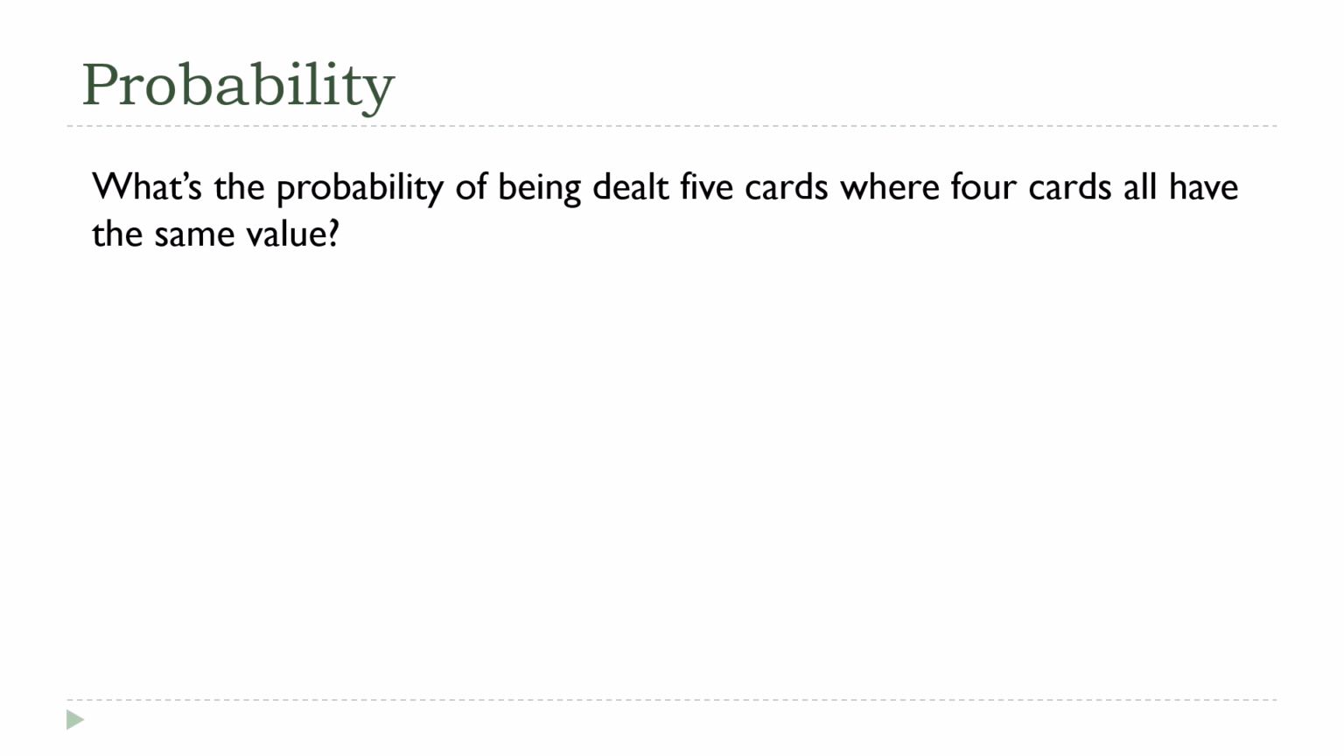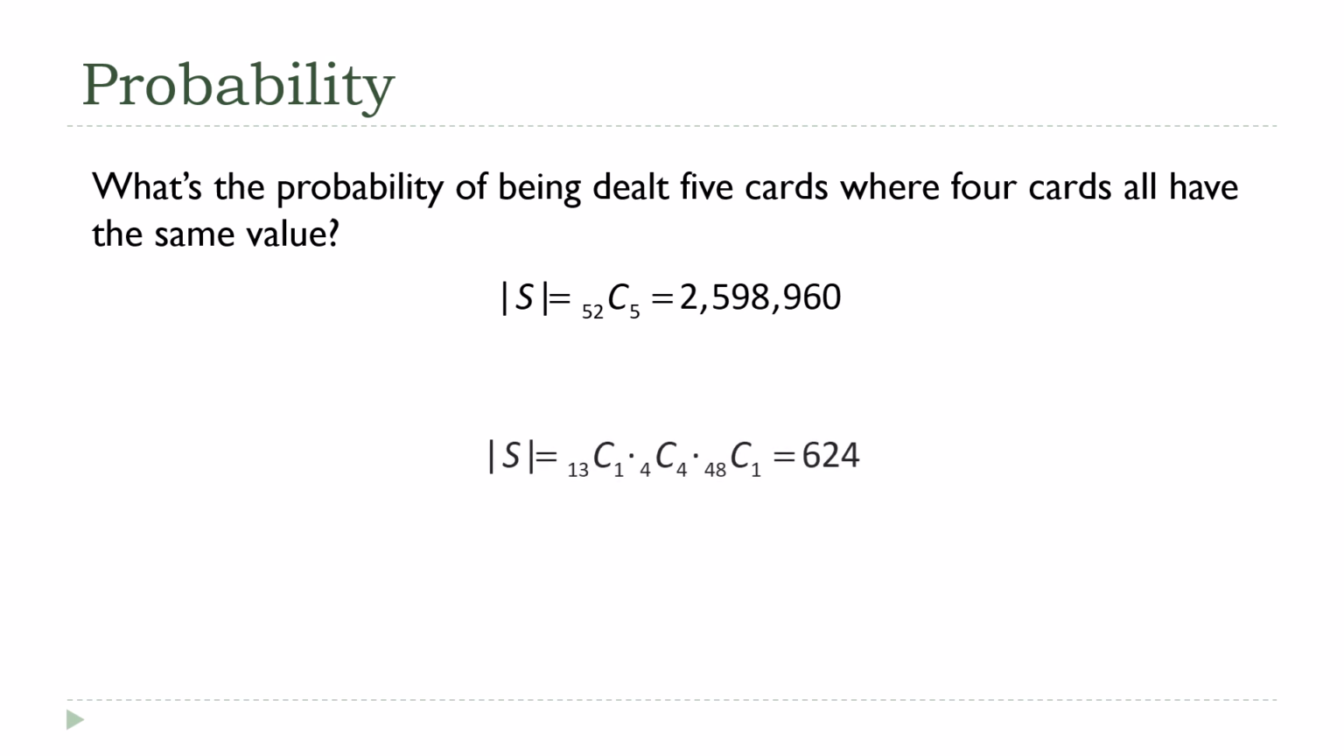So I got to do the same thing here. Size of the sample space, size of the event space. Size of the sample space, I'm going to choose 5 cards from a deck of 52, and the order you dealt the cards doesn't matter. So 52 choose 5 is just short of 2.6 million. All right, now the event space, this is where things get more interesting. This is what it comes out to.